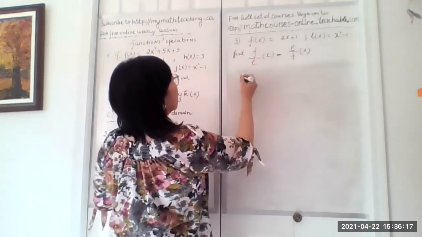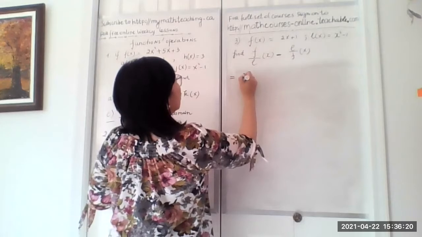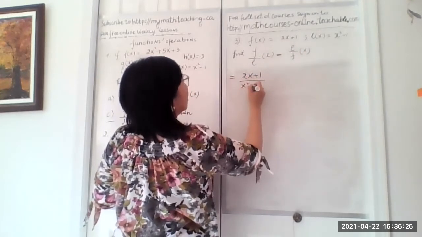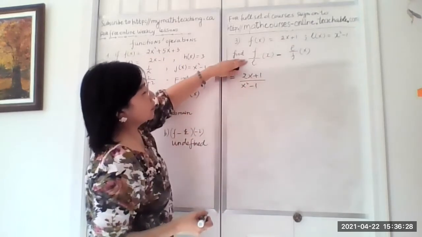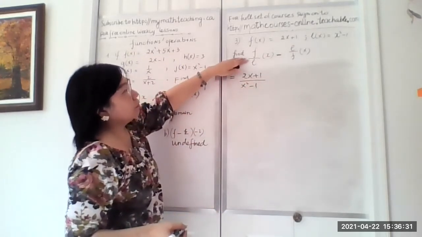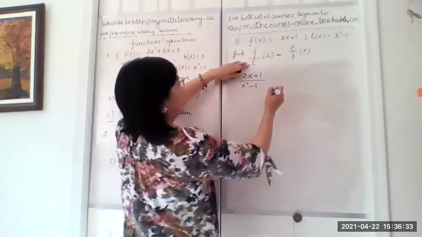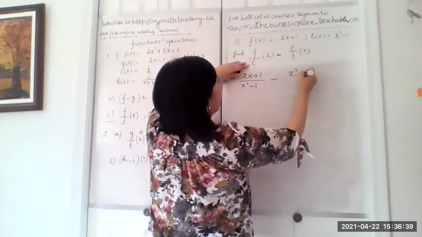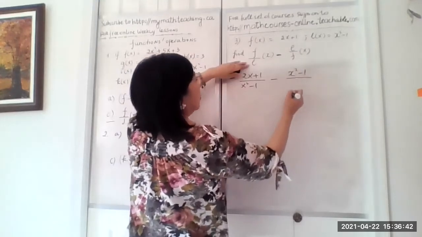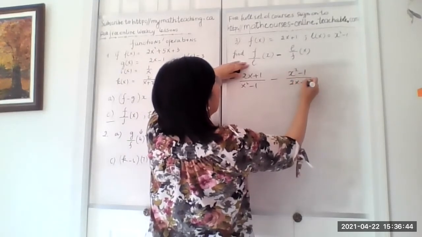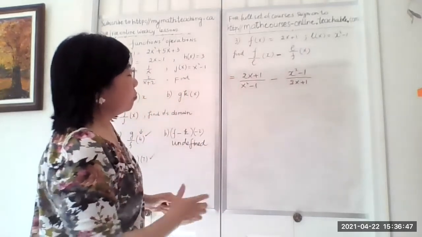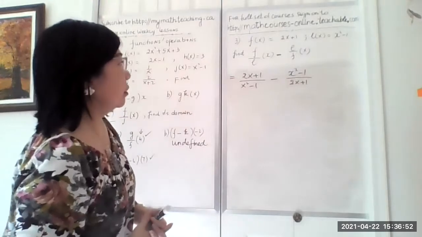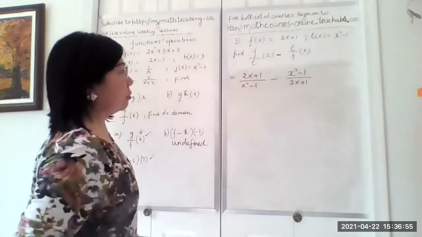So f(x) is 2x plus 1 divided by L(x), which is x squared minus 1. That's the first operation: find f divided by L(x). The second operation is L of x, which is x squared minus 1, divided by f of x, which is 2x plus 1. Now at this point, if we just leave it like this, it means we're not trying to figure out anything. We just put in the expression and that's how it looks.